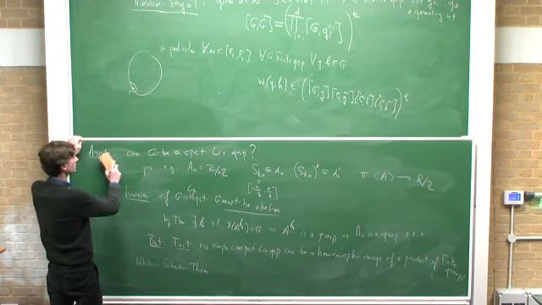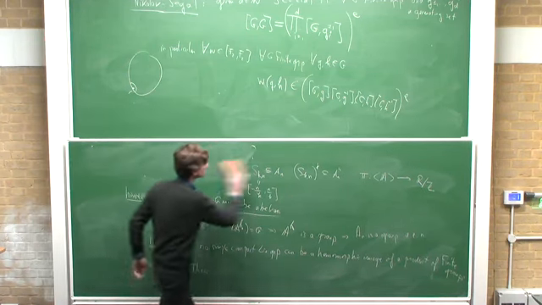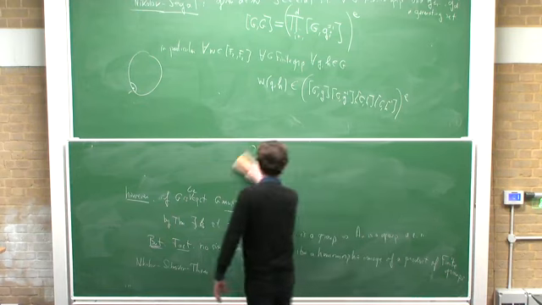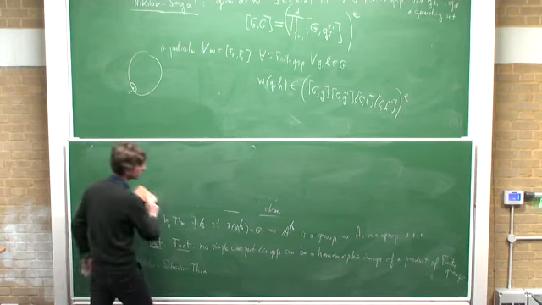Okay, so it can't be a compact simple Lie group. Or if it's compact, it must be Lie.